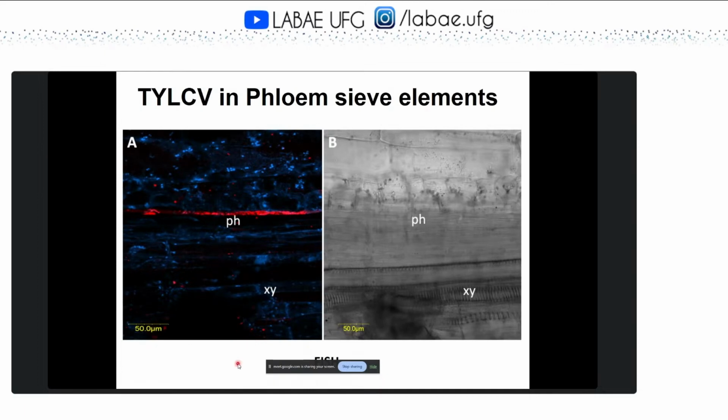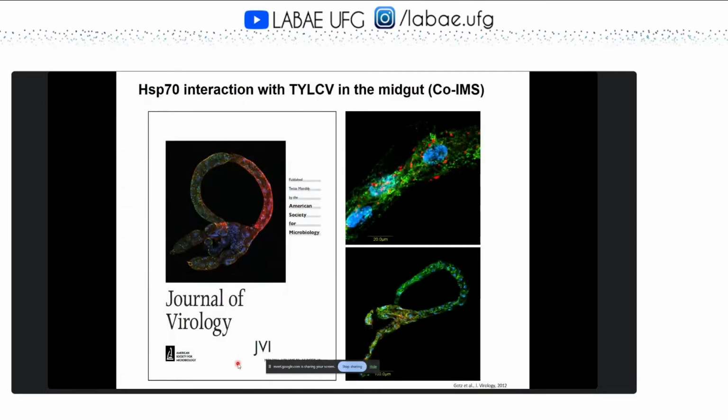Now, those techniques were really powerful, and I'm not showing everything of these studies, but I'm focusing on the imaging of the organs, just to show you that those techniques are really powerful in understanding what's happening during the transmission. This is work that we published several years back, showing the involvement of one protein that we identified using a microarray screen, called heat shock protein 70. We found that this protein interacts with the virus, with TYLCV, also in the filter chamber area.